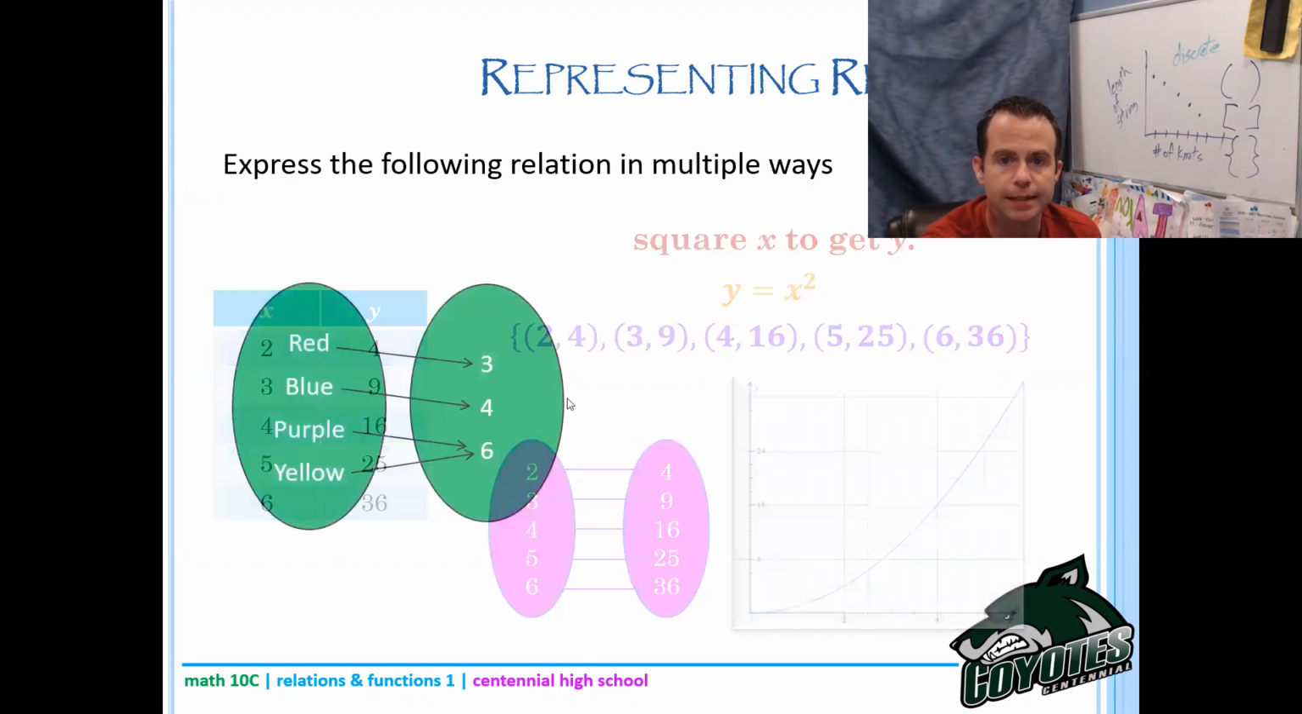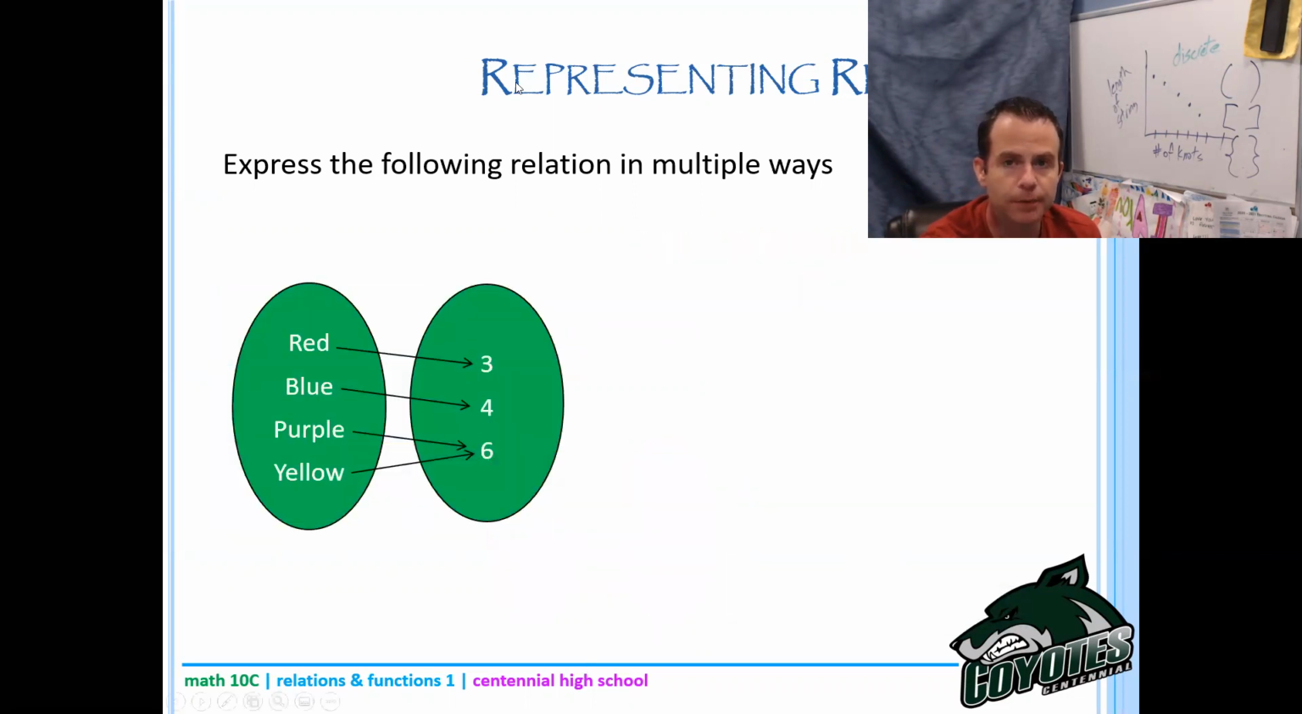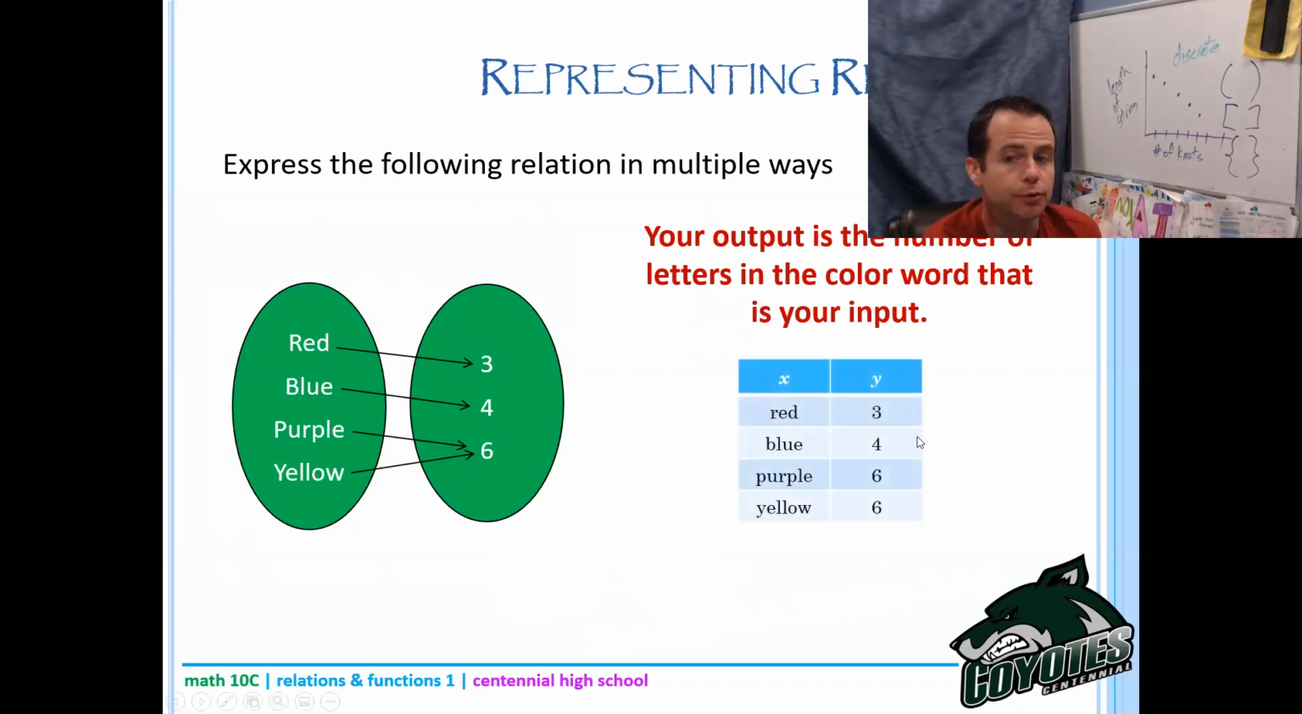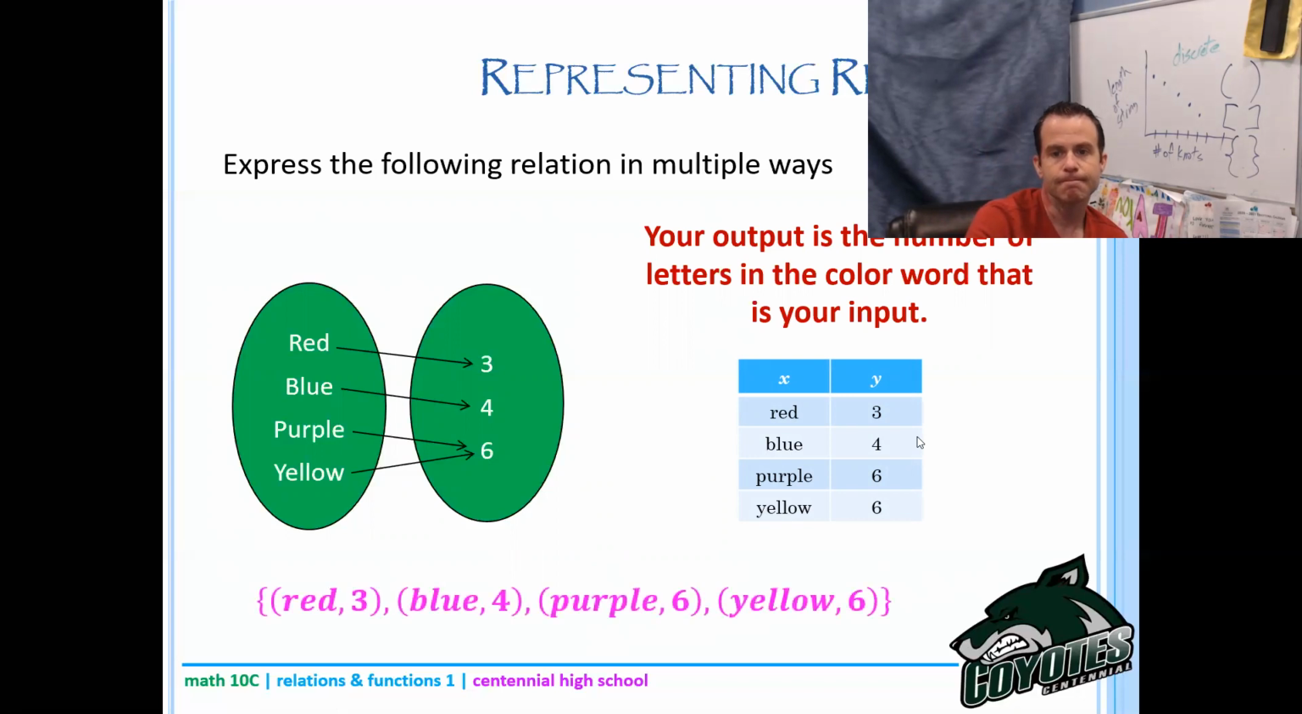Awesome. Next guy. So this time I started with an arrow diagram. Express the following relation in multiple ways. Now, it might take you a minute to figure out what this relation is describing. Have you caught it? You will when I show you the words. So we're looking at your output is the number of letters in the color word that is your input. So red has 3 letters in it, blue has 4 letters in it, purple has 6, and yellow has 6. Okay. I could also do that as a table. Okay, there is no equation to do for this one, right? Because we're not connecting 2 groups of numbers together. I could write it as coordinate pairs though as well.